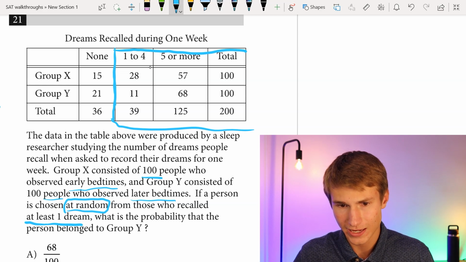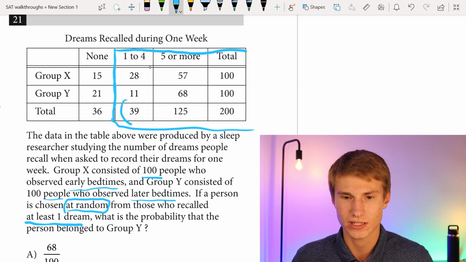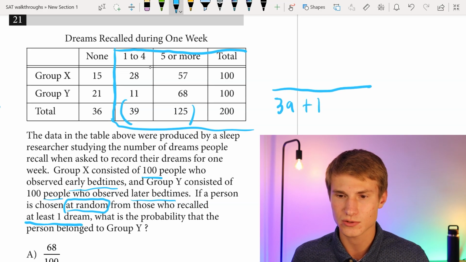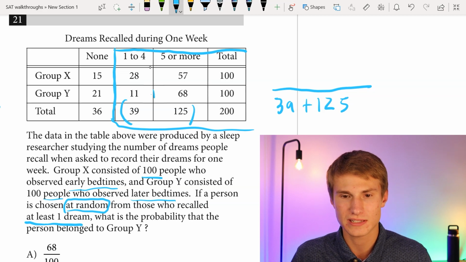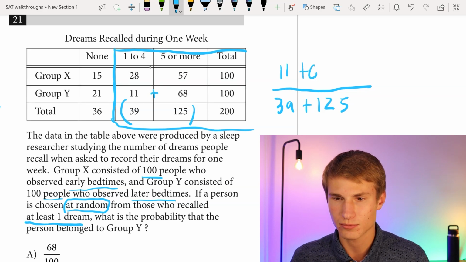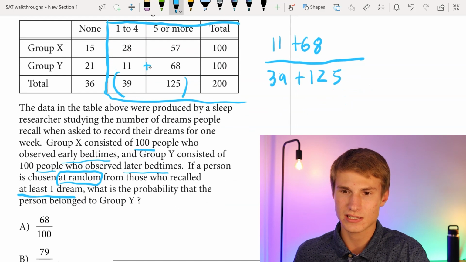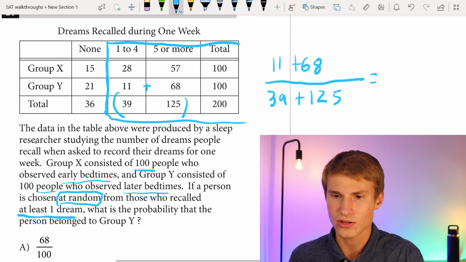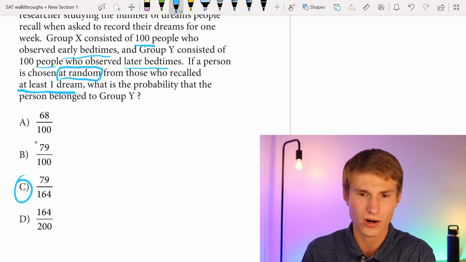Well, we see that we have a total number of people who recalled at least one dream of 39 plus 125. So that'll be our denominator, 39 plus 125. Now our numerator is going to be the number who are from group Y, which we see is 11 plus 68. So now all we've got to do is simplify this down. So 68 plus 11, I can just quick check, we do have to add them. So 68 plus 11 is ultimately going to give us 79. 39 plus 125 is ultimately going to give us 164. So we're going to have 79 over 164. Our answer there is going to be C.